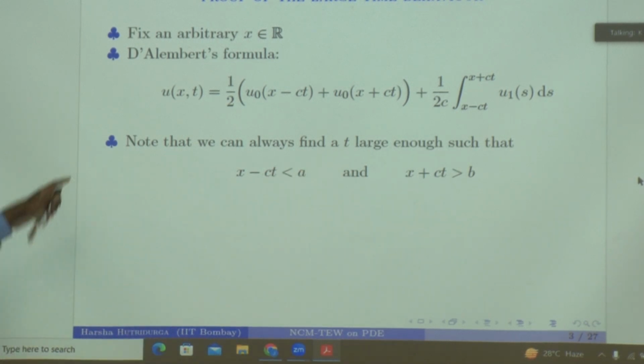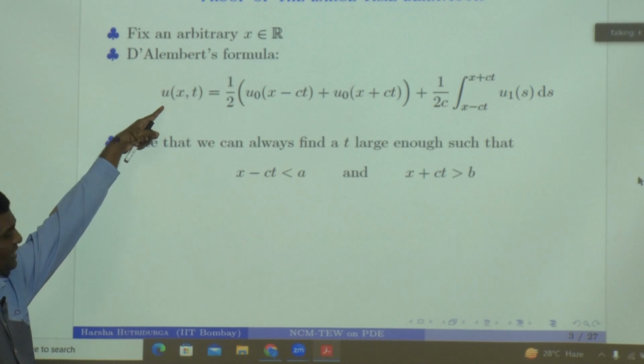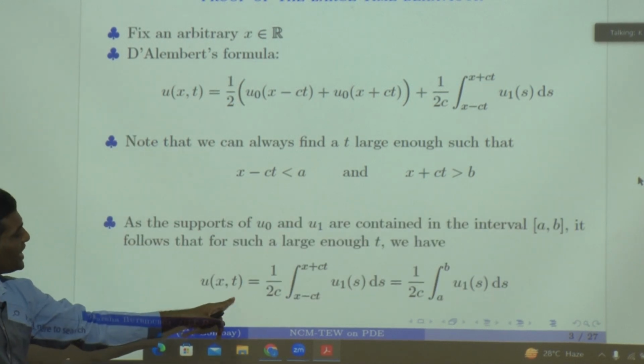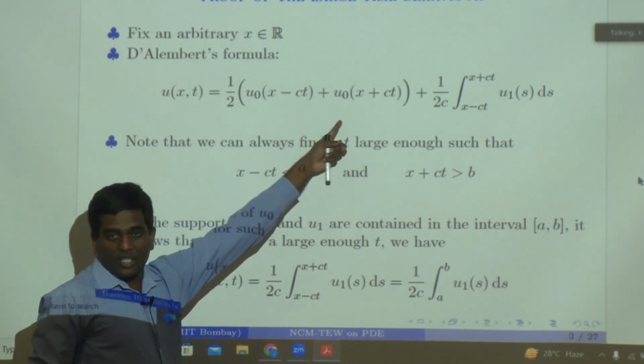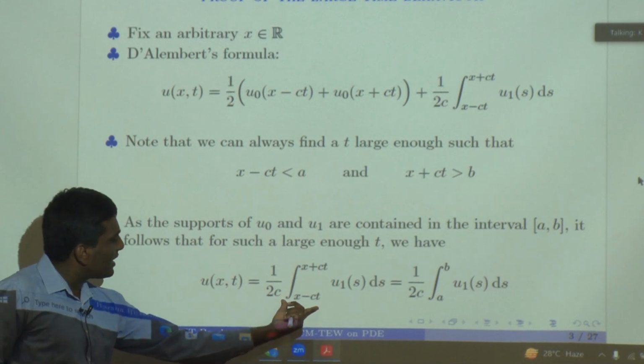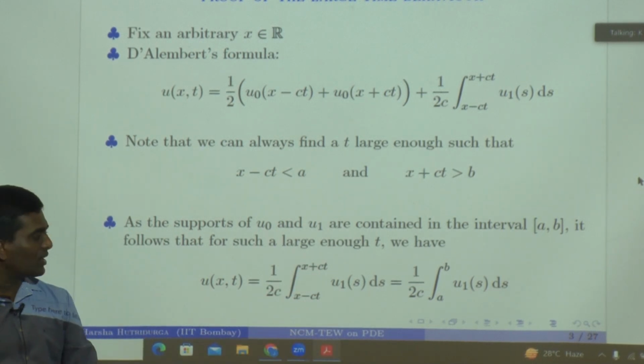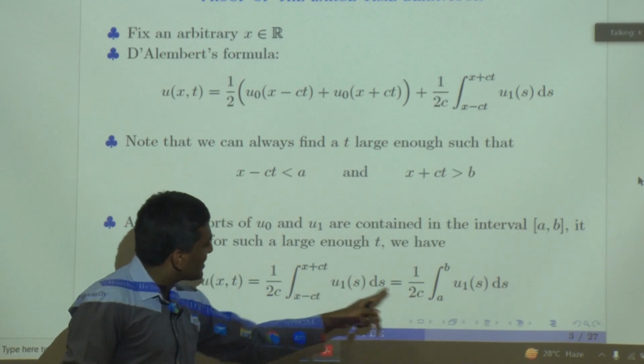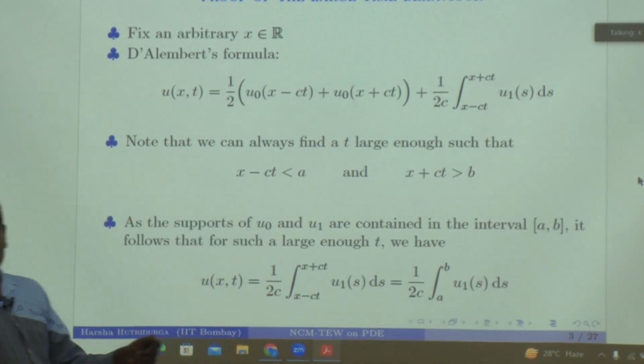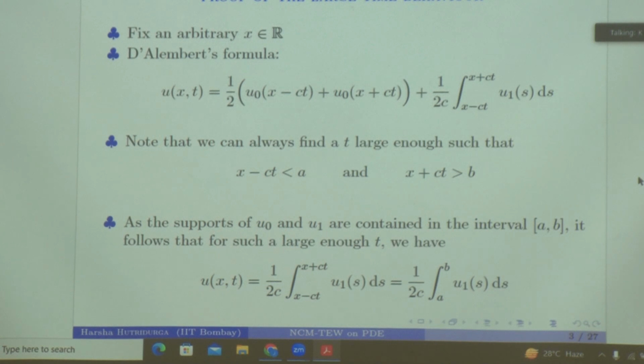And hence, if we go back to D'Alembert's formula, you get that u of x comma t, the u0 terms are gone anyway, and you get this. And because this is a larger interval which contains AB where u1 is non-trivial, this integral is essentially this integral. And the 1 upon 2c is just a constant, it goes with it. And that is what we said.